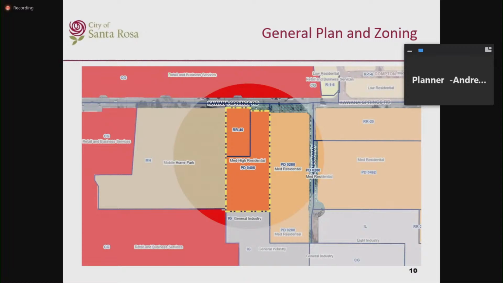This slide also reflects the project's general plan residential land use in relationship to surrounding retail and business services land uses, as well as mobile home park and other residential land uses of differing densities, including the industrial land use to the south of the project. Next slide, please.